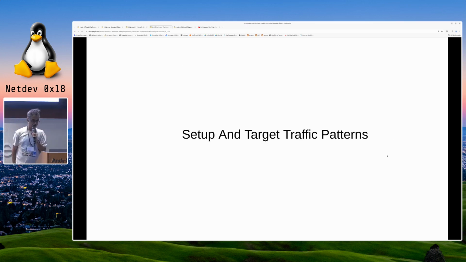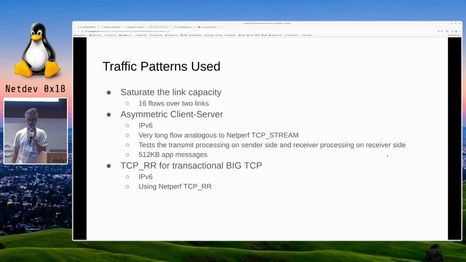Okay, so now I'm going to go over our experiments with that context. Our goal is to saturate two links. We did not test the one flow, except one case where we're trying to test the IO ring changes. 16 links, 2 by 100 gig. It's totally IPv6.